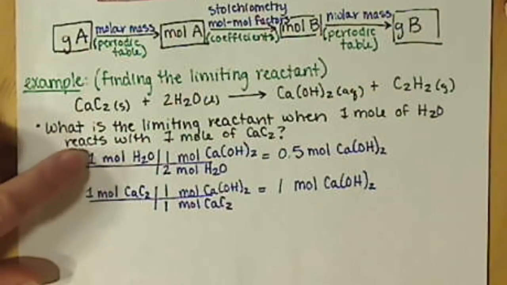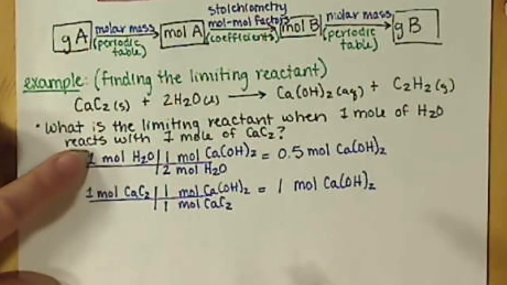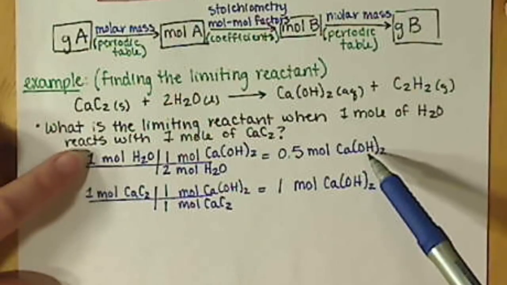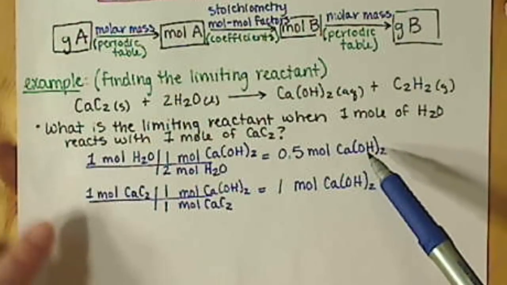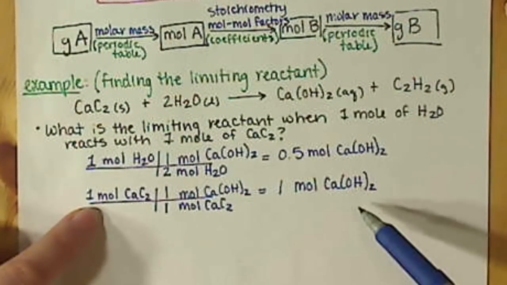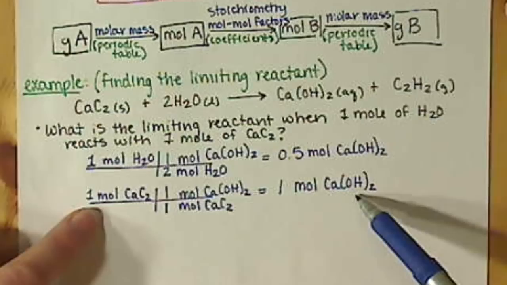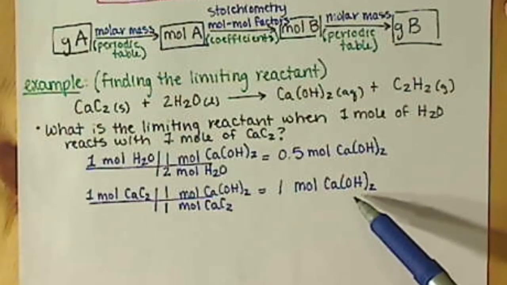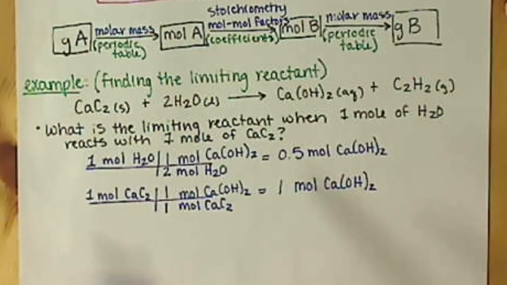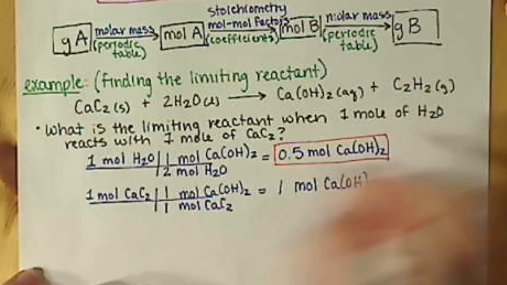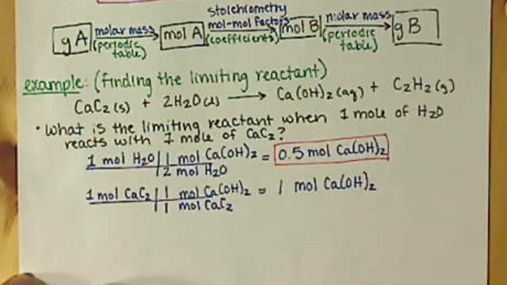So if we completely react 1 mole of water, we will end up with 0.5 moles of calcium hydroxide. If we are able to completely react 1 mole of calcium carbide, we will end up with 1 mole of calcium hydroxide. So what is the maximum amount of product that we can form? The maximum amount of product that we can form is this 0.5 moles of calcium hydroxide.